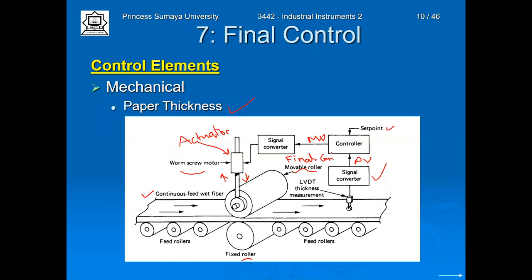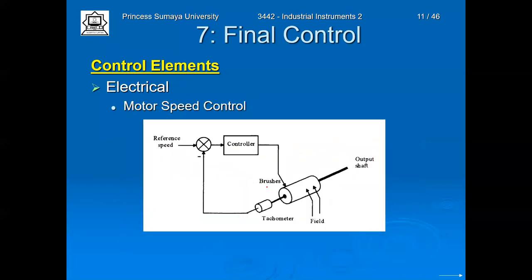So in general, every continuous control loop will incorporate a controller and signal conversions. In this case, we have two signal converters. Sometimes we need only one conversion. We need a sensor, we need the actuator, we need a final control element, and the process itself. Then we have the electrical final control element.